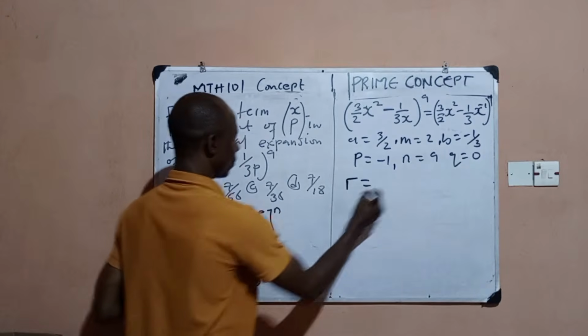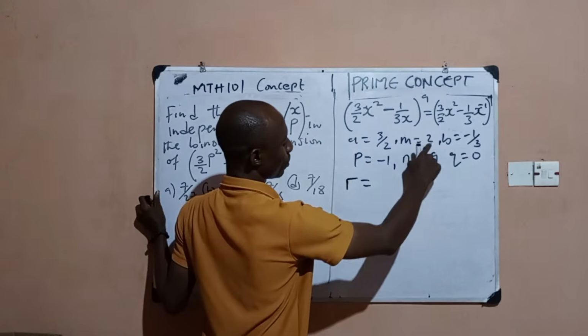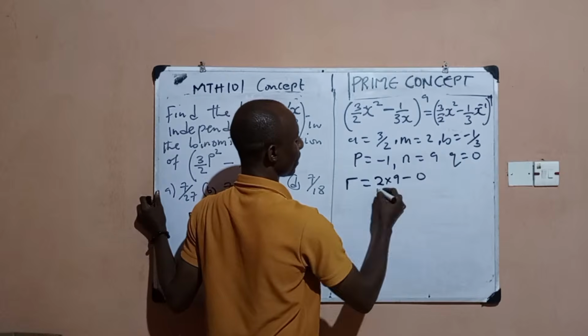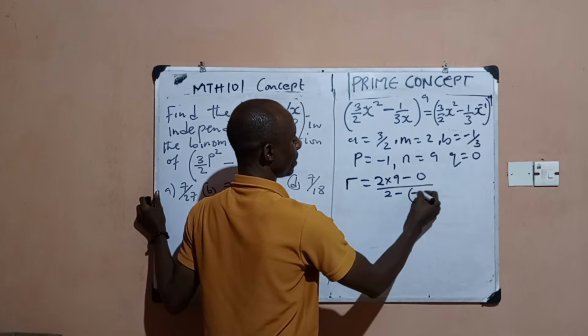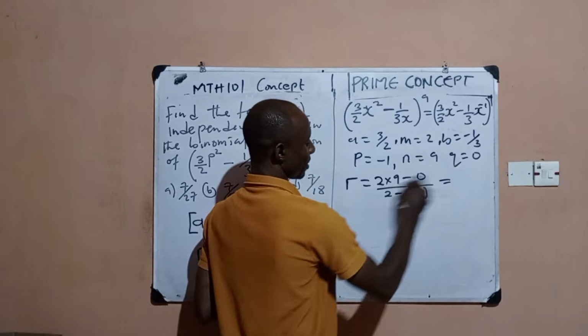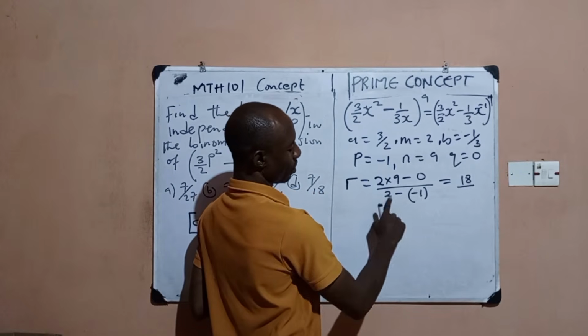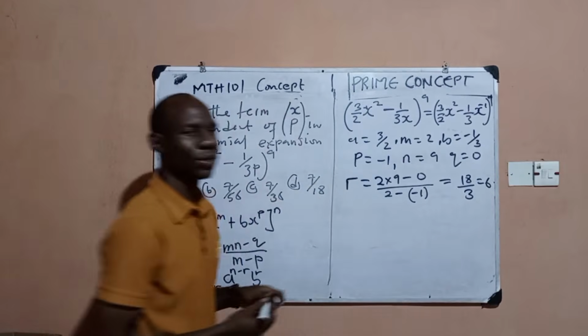So r is going to be m times n, so m is 2 times n, which is 9, minus q, which is 0, all over m, which is 2, minus p. P is minus 1. So if I solve this, I have 2 times 9 is 18 divided by 2 plus 1, minus minus is plus, which is 3. 3 in 18 is 6. So r is 6.